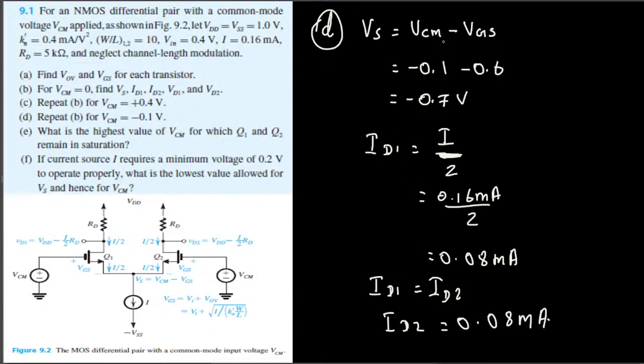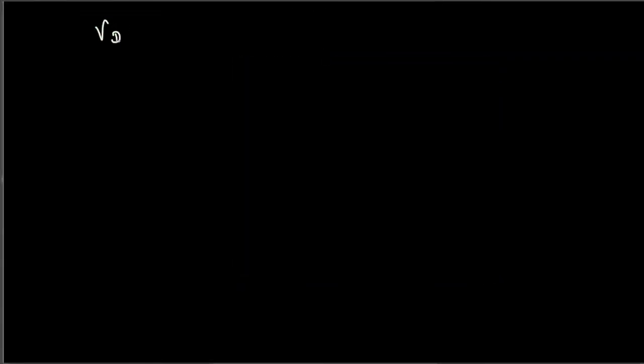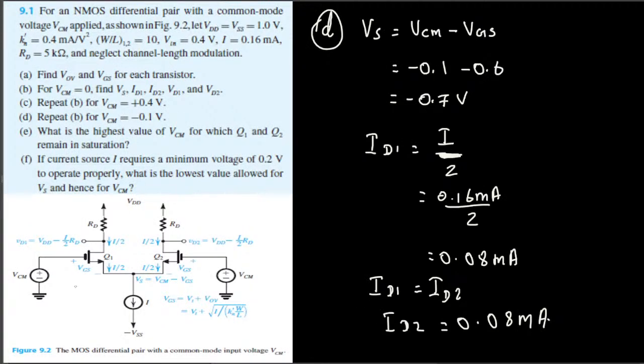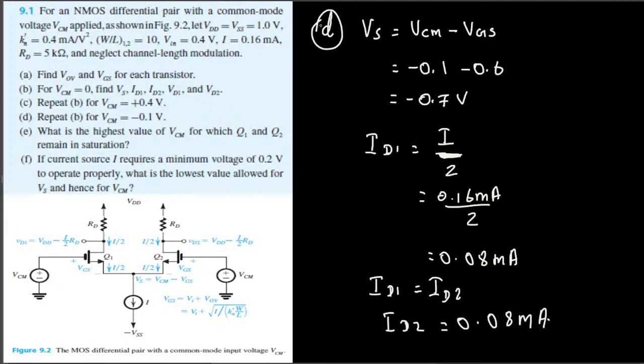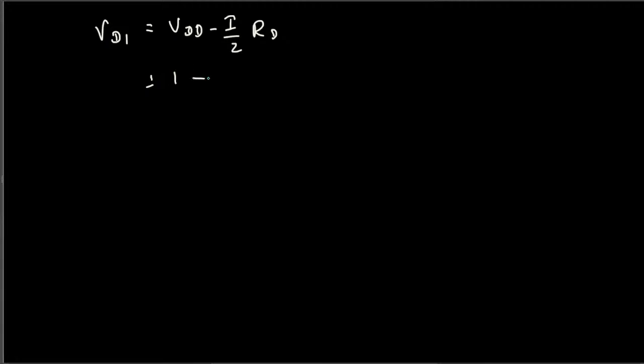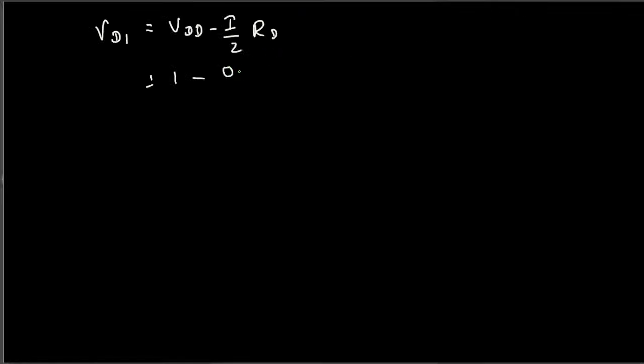Since the equation is already there, I just go ahead and substitute. VD1 is equal to VDD minus I divided by 2 times RD, and VDD is provided in the question, that is 1 volt, so put that right here. And then minus I divided by 2, that's the one we calculated for ID1, that's 0.08 milliampere, so plug that in, 0.08 milli. And the resistance is also provided, that is 5k ohm, so put that in, 5k, and if we calculate this we end up getting 0.6 volts.